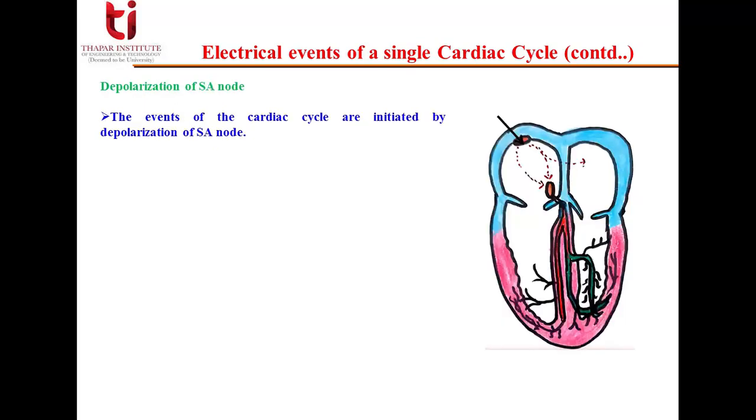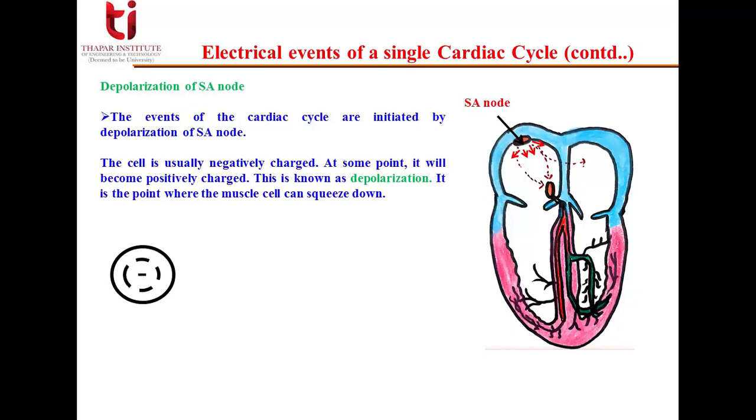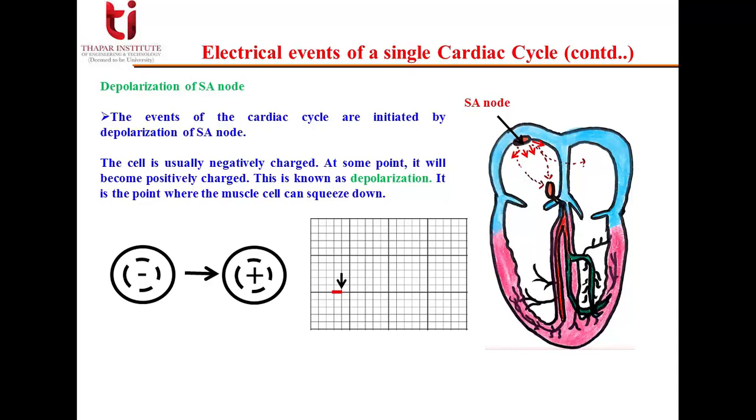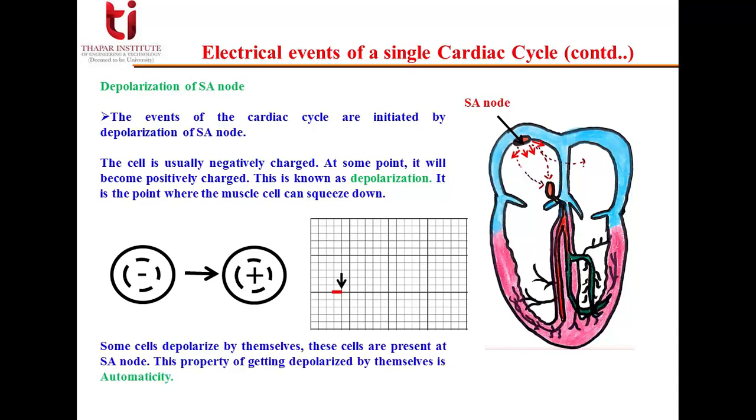Cardiac cycles are initiated by the depolarization of the SA node. The cell is usually negatively charged. At some point, it will become positively charged. This is known as depolarization. It is the point where the muscle can squeeze down. Some cells depolarize by themselves. These cells are mainly present at the SA node. This property of depolarizing by themselves is automaticity.